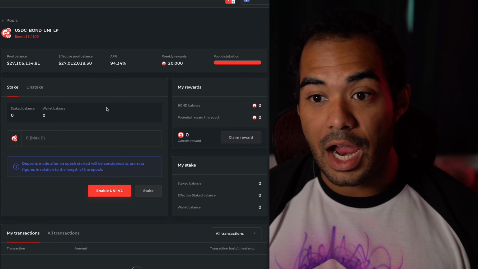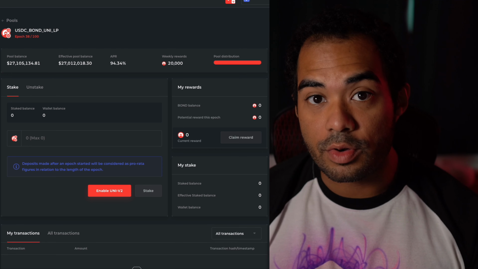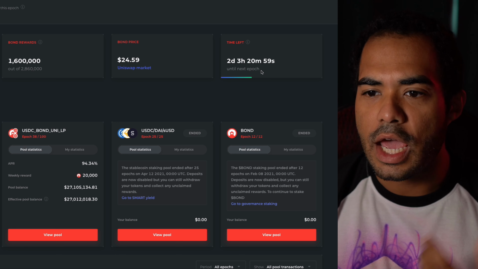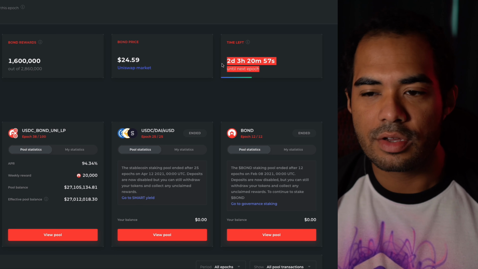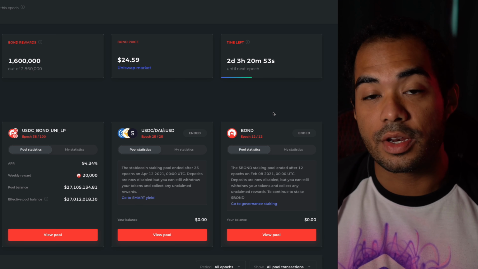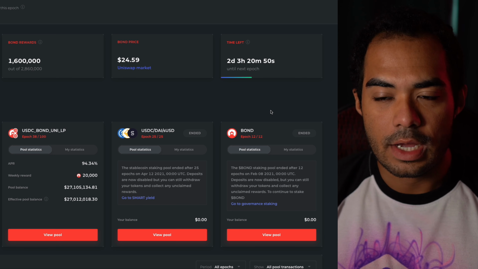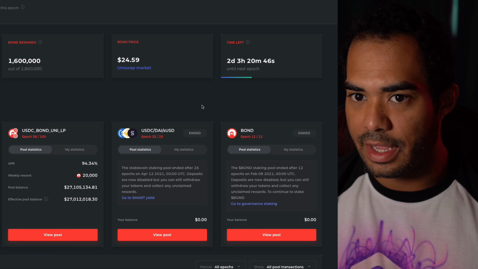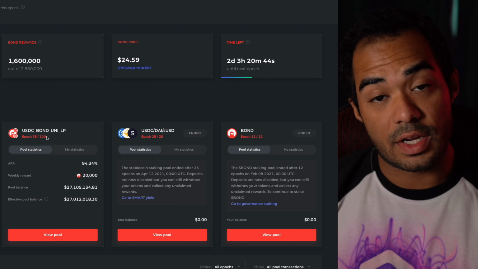Users are going to be rewarded every week with, of course, bond tokens. And in this case, they define every week as an epoch. Epic, is that how you pronounce epoch? Sounds pretty epic. But yeah, users are rewarded every week with the governance token of Bond. They did have two other pools here, but those have already ended. As you can see, each pool has its own specific time period and lasts only for a set amount of time, which I find very interesting.